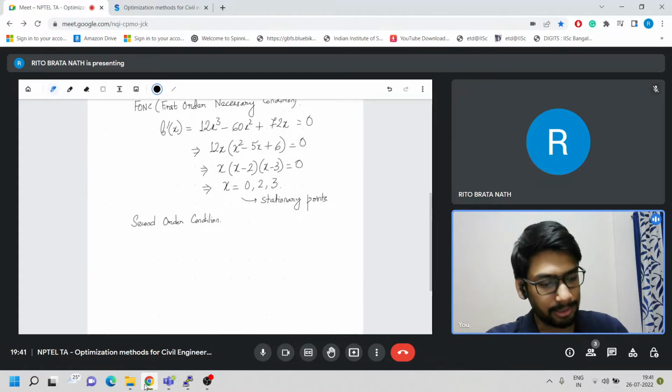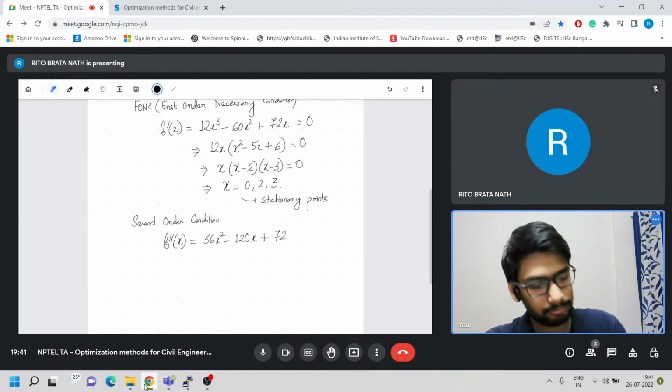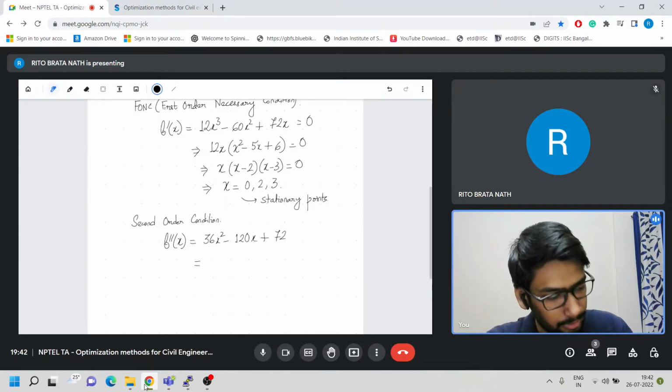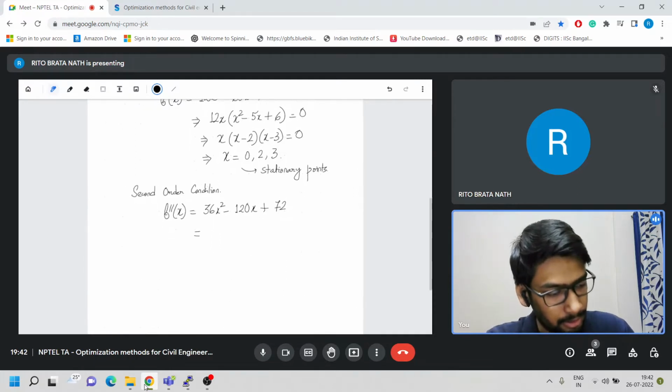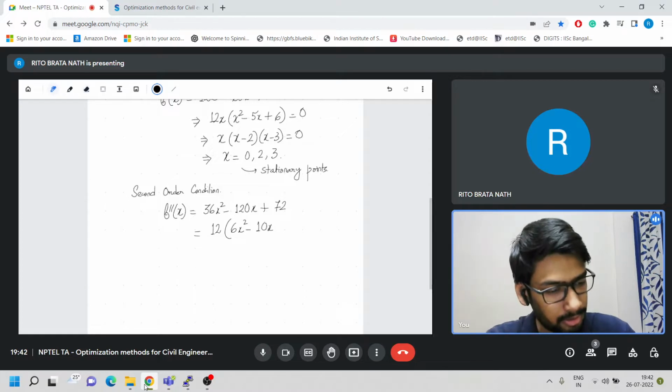So let us take the second derivative of this function with respect to x, and you will get 36x squared minus 120x plus 72. Here again, 12 will come out. So it's 6x squared minus 10x. Sorry, it's not 6, it should be 3. So it's 3x squared minus 10x plus 6.